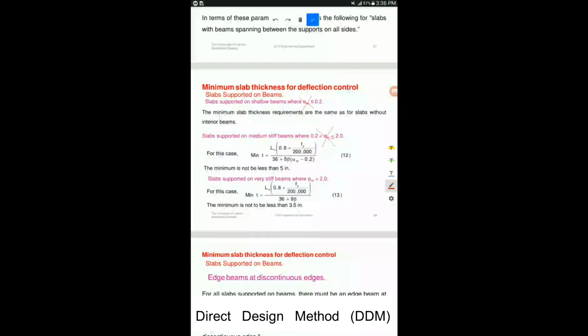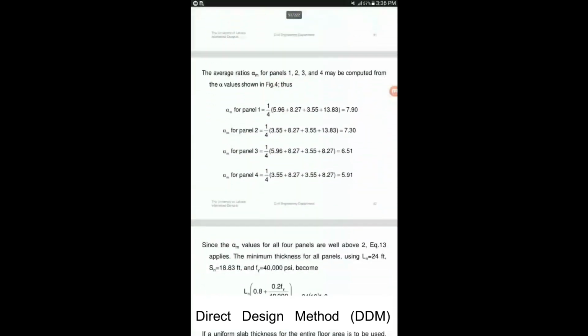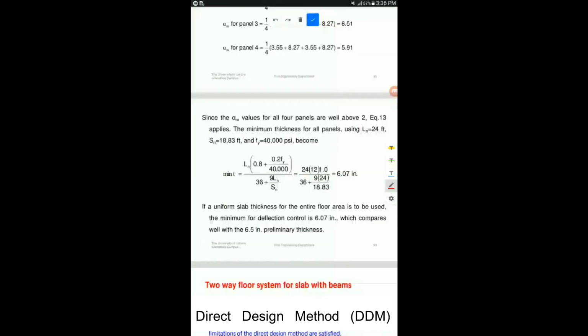So the third criterion is the one in which we are lying, because our alpha m is greater than 2. All the values we have considered are greater than 2. See here? All the values here are more than 2. So the third criterion is the one we have to consider for finding the minimum slab thickness for this panel. This was the equation for finding the minimum slab thickness. I'll just explain what is Ln and what is Sn, because these are important and will be required to find the minimum slab thickness here.